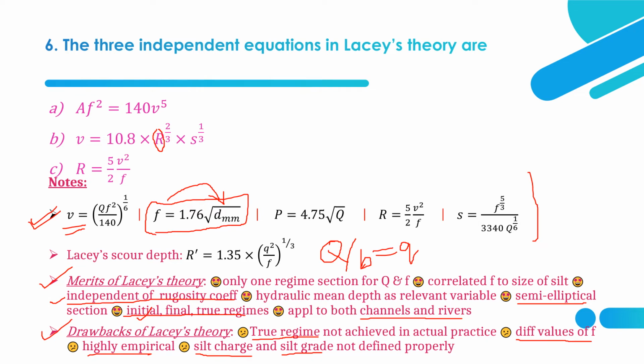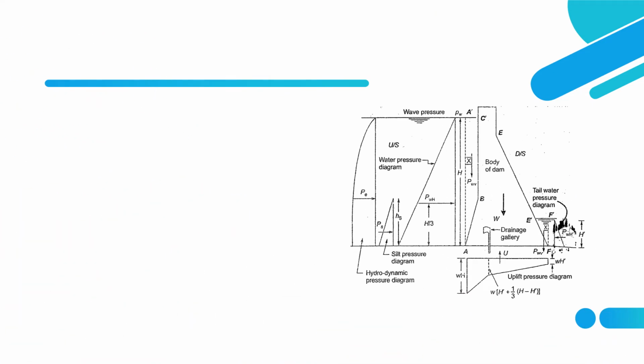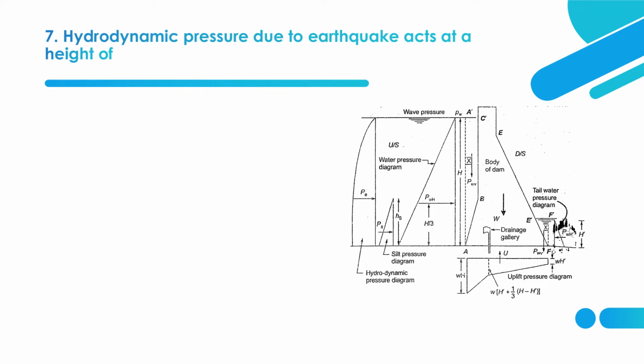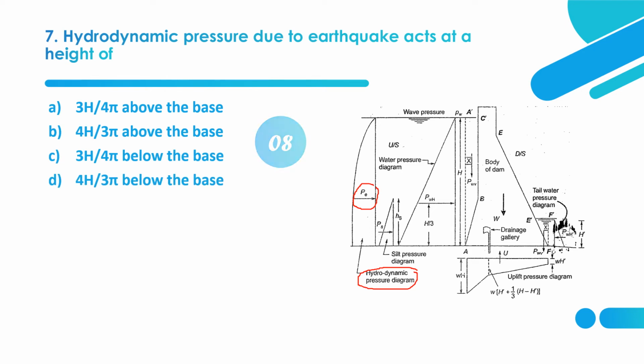Now we shall move on to the seventh question. The seventh question is based on the analysis of gravity dam. They have asked at what height the hydrodynamic pressure due to earthquake acts. You can see here in this diagram, the hydrodynamic pressure diagram due to earthquake. They have asked at what distance above or below the base this pressure value lies, that we have to find out.